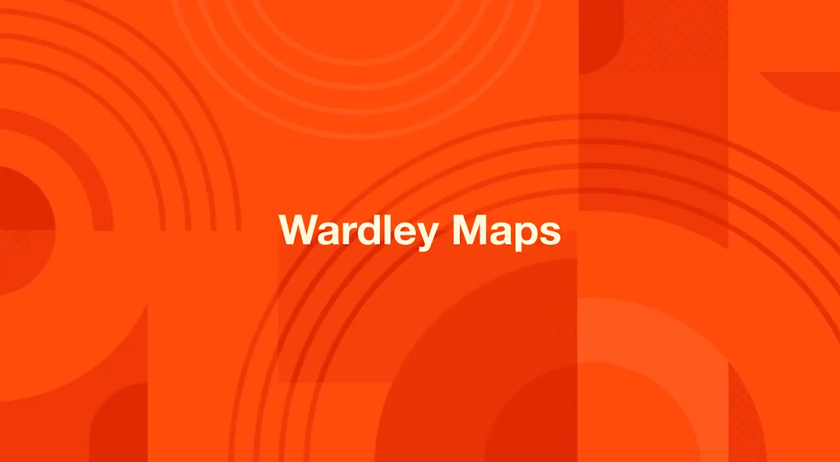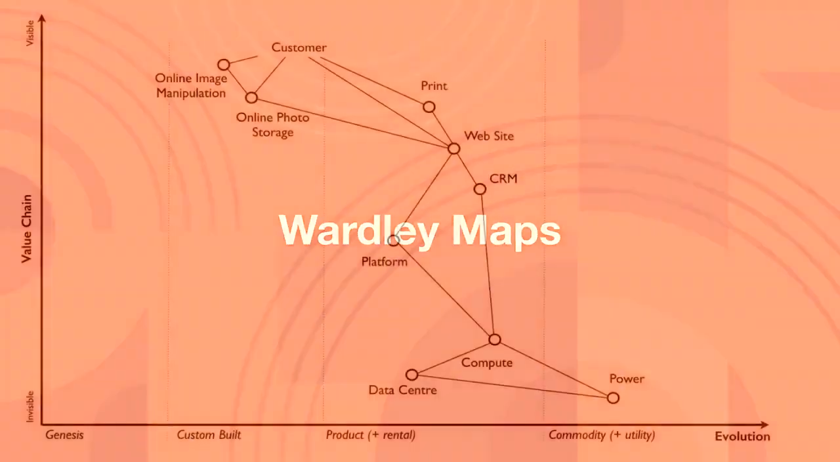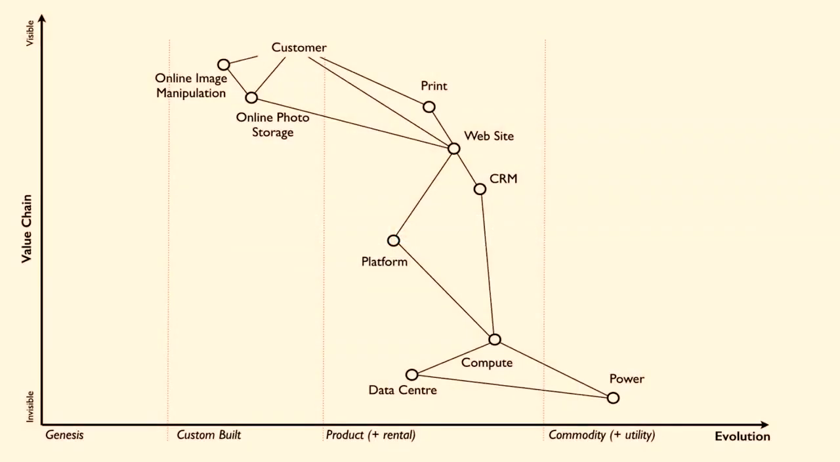Orange screen with text: Wardley maps. To get at the fine-grained structure of complexity in the business context, we'll use Wardley maps. Graph with x-axis marked evolution, y-axis marked value chain.